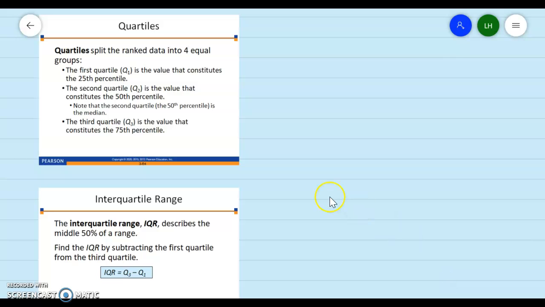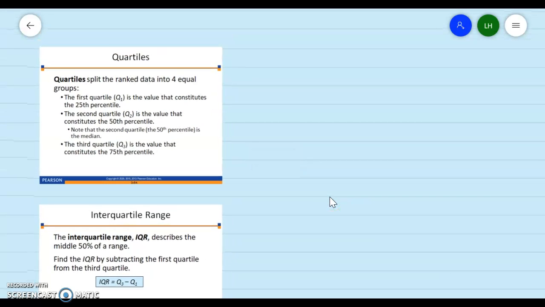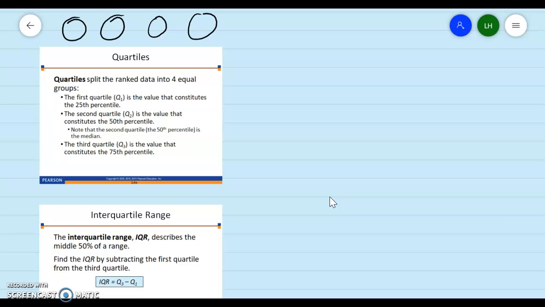All right, I want you to think about quarters for a second. You have 4 quarters in a dollar. So the first quarter, second quarter, third quarter, and the fourth. So the first quarter is 25 cents, so that's 25%. The second quarter would be 50 cents. The third quarter would make 75 cents, and the fourth quarter would make $1 or 100 cents. So the first quartile is 25%, second 50, and so forth.